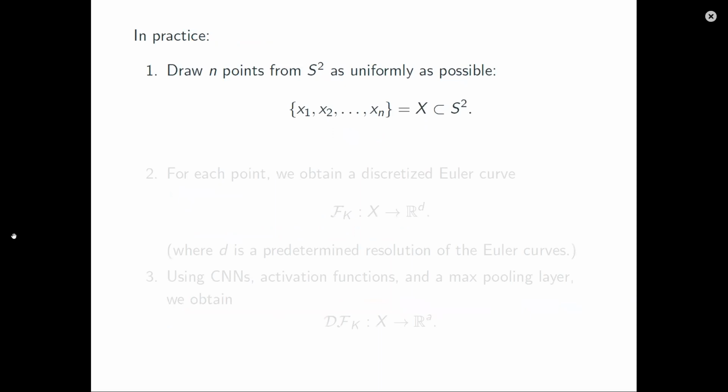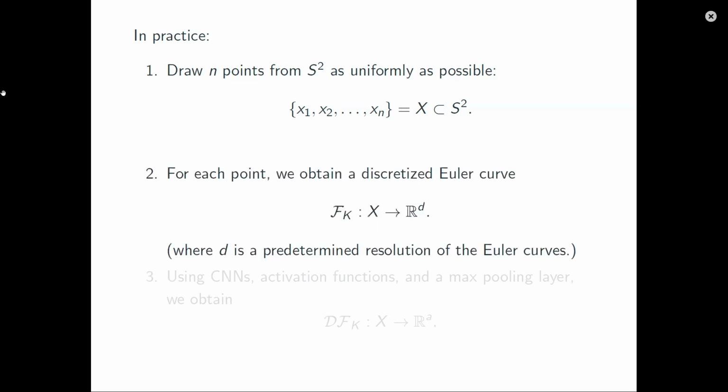Therefore, we need to choose finite points on S2 as uniformly as possible here, and calculate the Euler curve only on those points. And also, we cannot directly handle the R functions, so we need to discretize the Euler curve using a predetermined resolution. Then we can obtain this DfK function using the discretized Euler curves with CNNs, and at the end, the max pooling layer.